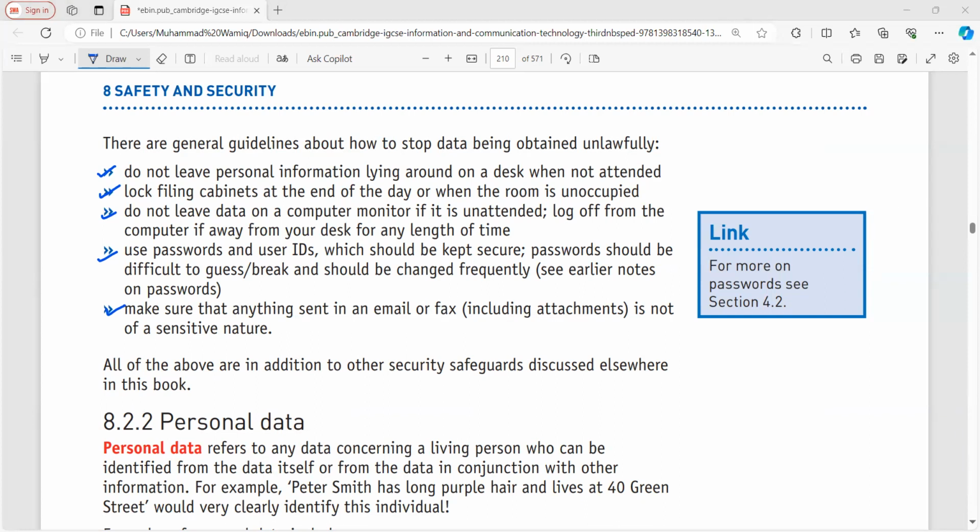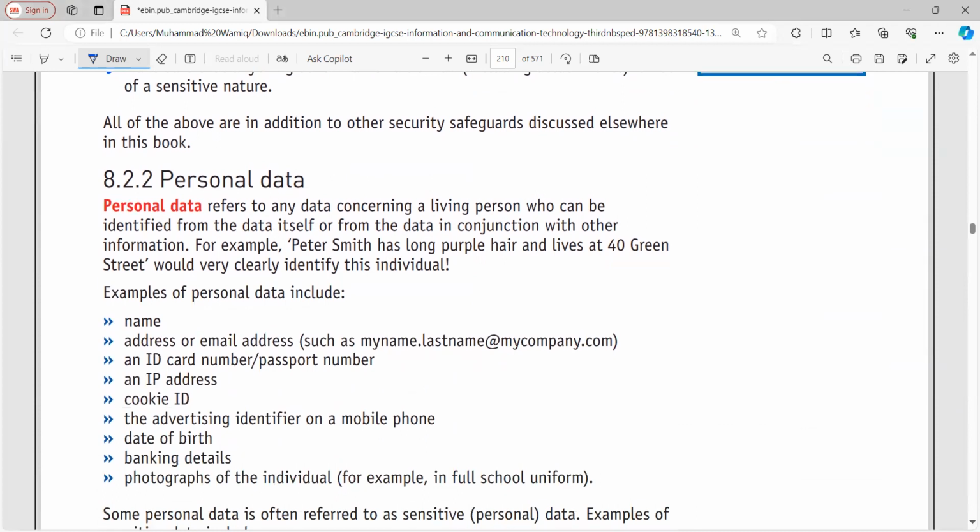Apart from this, we have 8.2.2, and this mostly refers to the use of your personal data. What is your personal data?